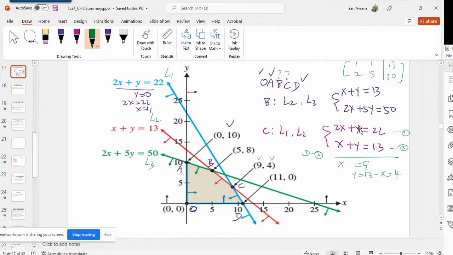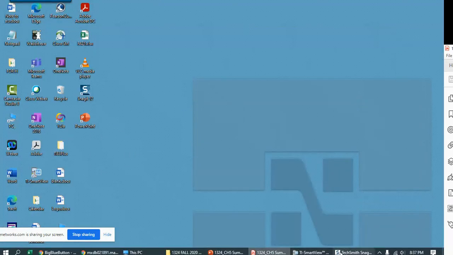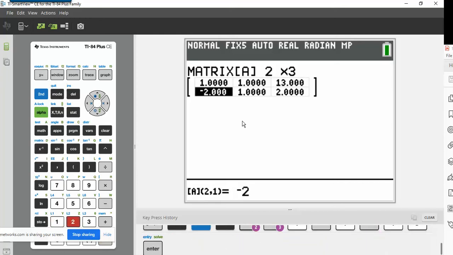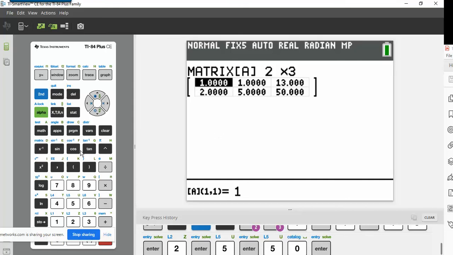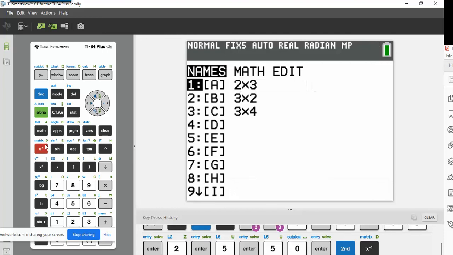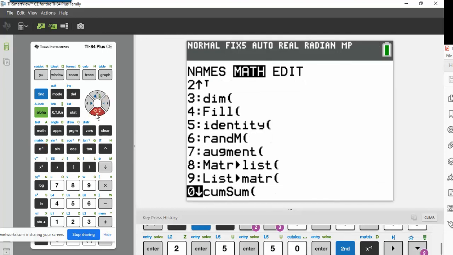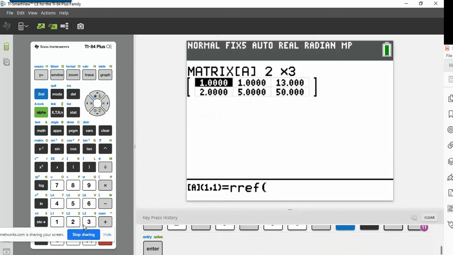All right, so we have 1, 1, 13, 2, 5, 50. Hopefully I remember that, right? Okay, so that is my matrix in here, and then we're gonna go to matrix math, right? And we remember we use this one, load reference, the easiest one, and then we hit enter, and then we go to find the matrix.